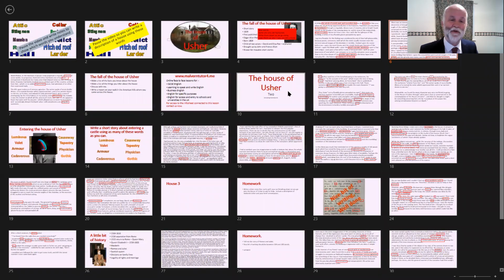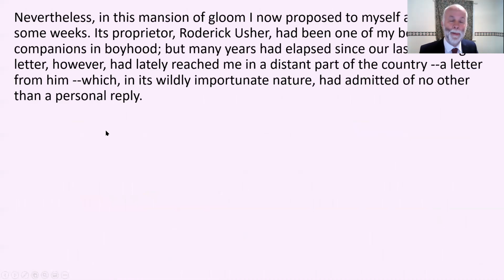Okay. Nevertheless, in this mansion of gloom, I now propose to myself a sojourn of some weeks. Its proprietor, Roderick Usher, had been one of my boon companions in boyhood, but many years had elapsed since our last meeting. A letter, however, had recently reached me in a distant part of the country, a letter from him, which, in its wildly importunate nature, had admitted of no other than a personal reply.